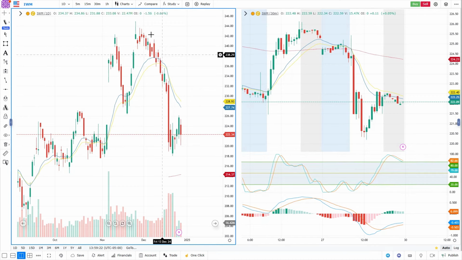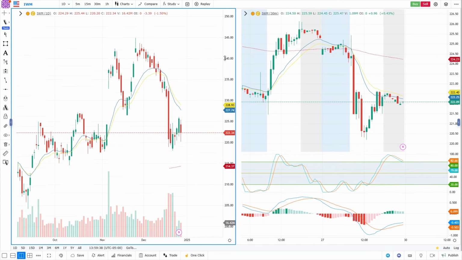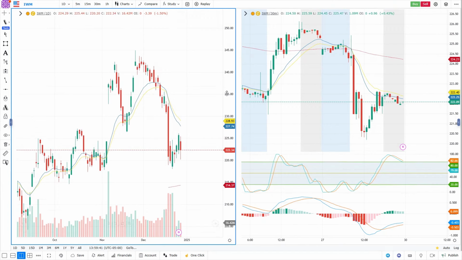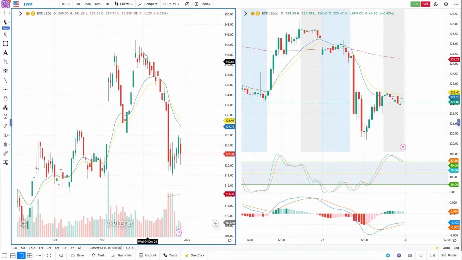I want to start on the left chart. This is a daily rotation, so each candle is worth a day. On the right chart is a 30 rotation, so each candle represents 30 minutes of a day. So let's start with the left chart and talk about what information a plain candlestick provides. I want to focus on this green candle. We can do any candle, but just for the sake of the video, let's talk about this green candle right here.